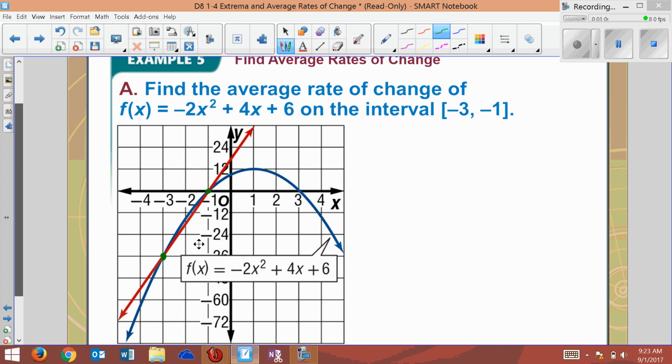Now, I know we could count. It looks like it's counting by 12, and we could say it goes up 36 units and it goes over 2 units. So we could say it has a slope of 36 divided by 2, which would be 18. Now, if you could not just count, you can always write it out.